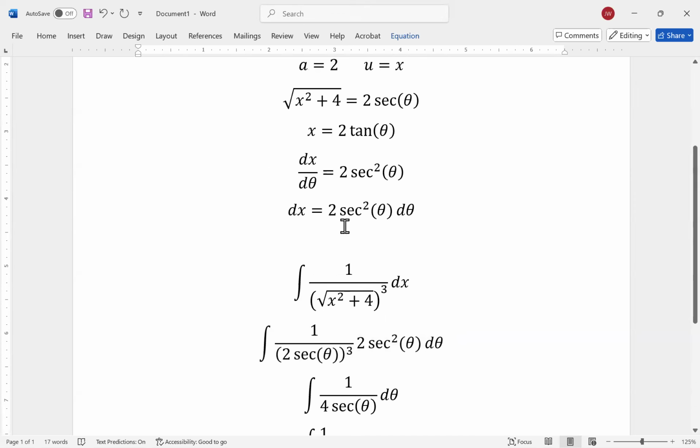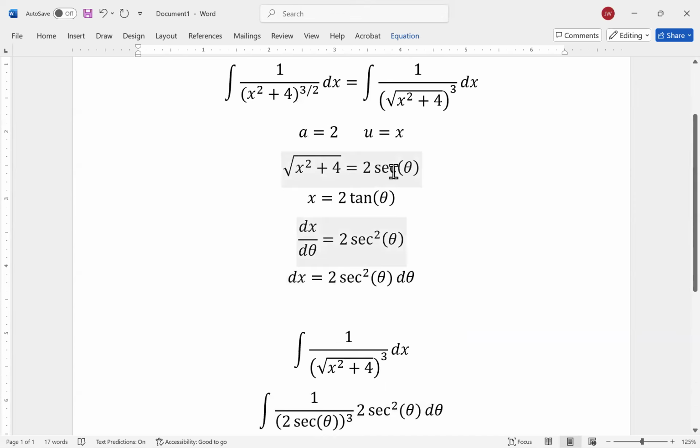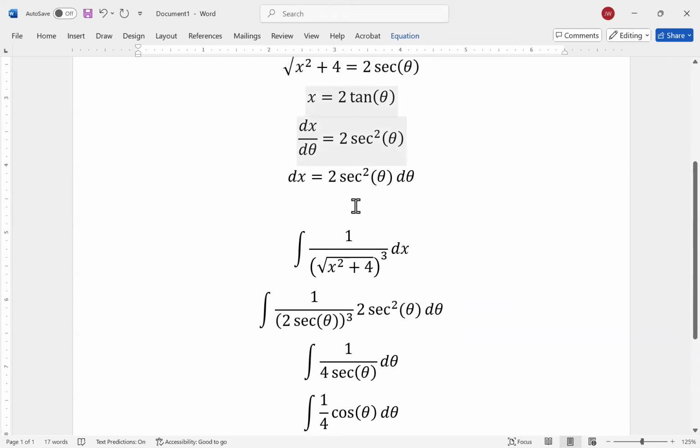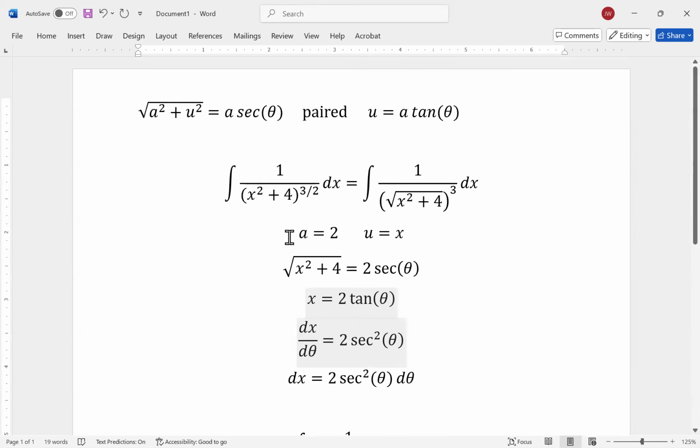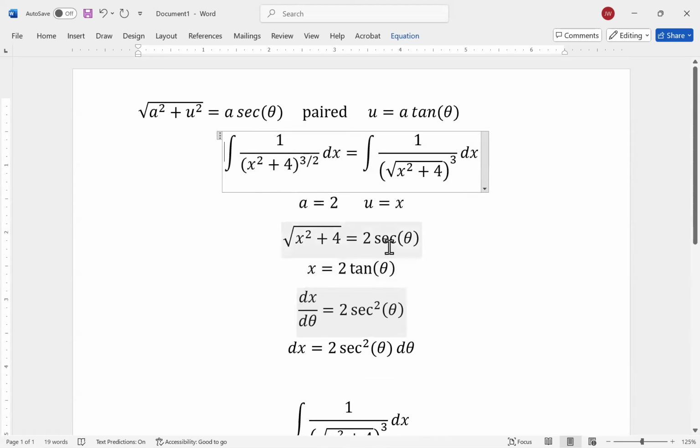Now I don't have exactly tangent and secant here. I have 2 times secant and 2 times tangent. So I'll just write a 2 out in front of the tangent and a 2 out in front of the secant. So 2 times tangent and 2 times secant. Now we're ready to replace. We replace 2 times secant with the square root of x squared plus 4, and we replace 2 times tangent with the x.